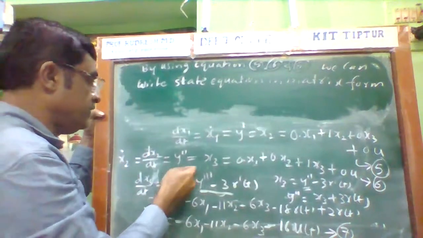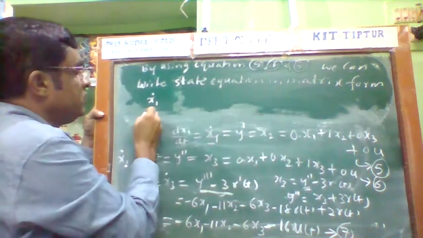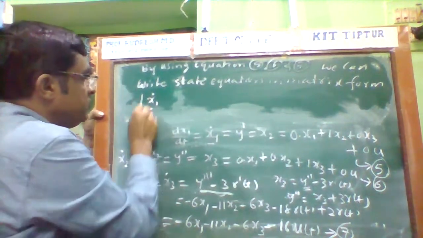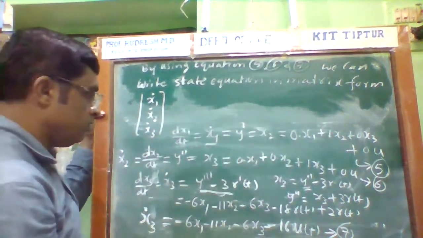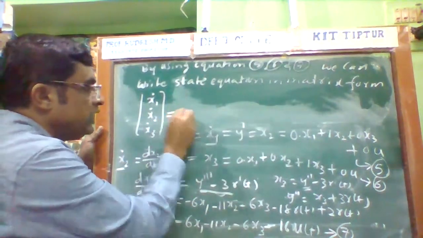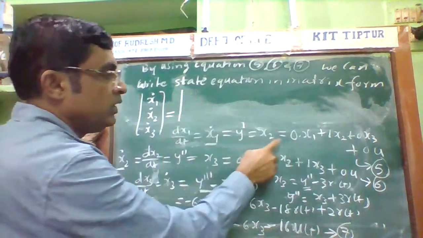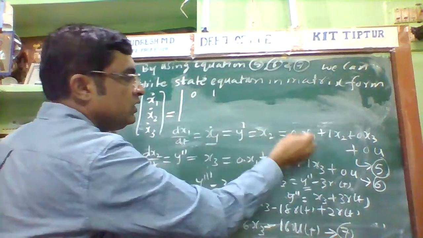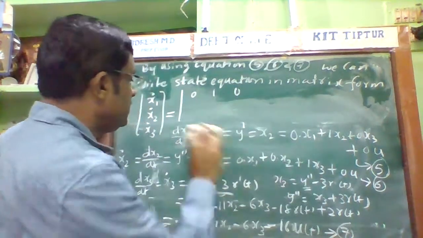Therefore, in the left hand side, what will be the value here? I should write x1 dot, x2 dot, x3 dot. On the right hand side, I should write the matrix. The first row is 0, 1, 0. Now this equation is over.